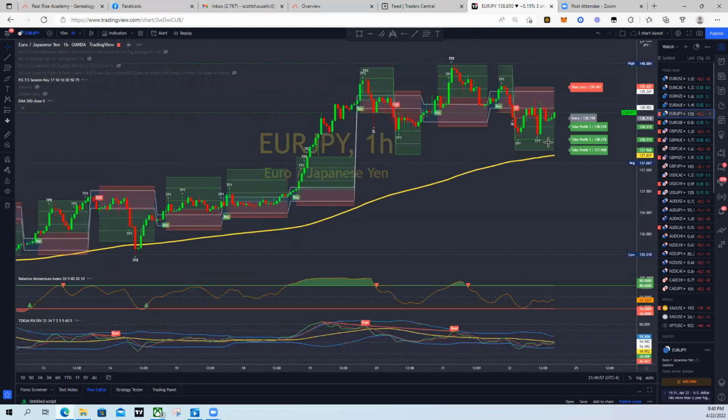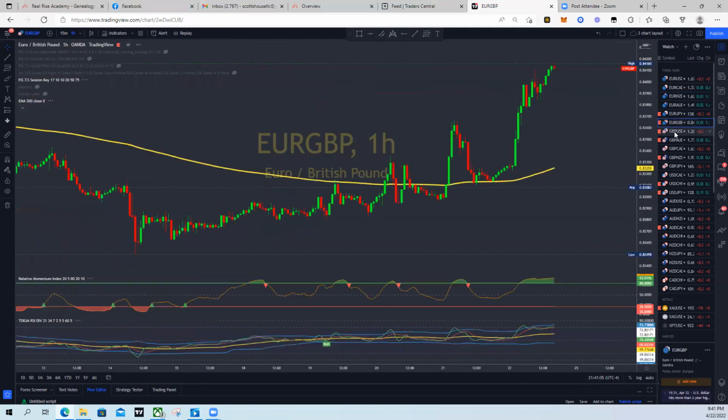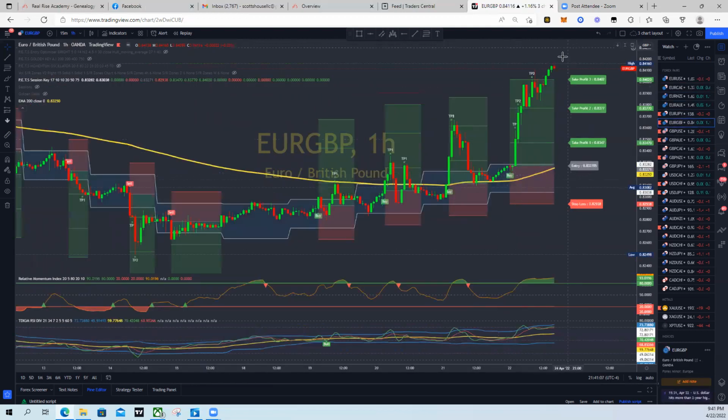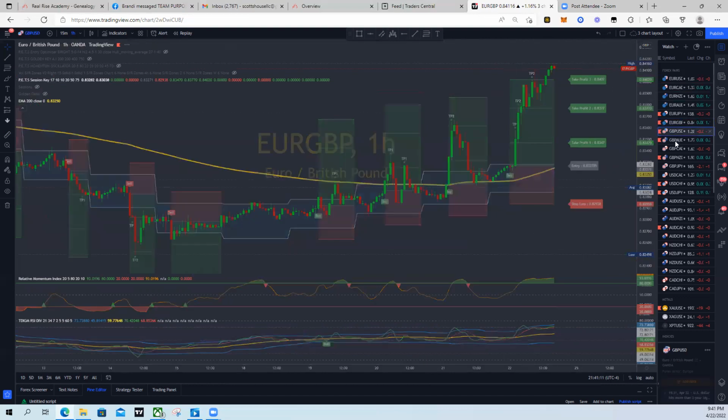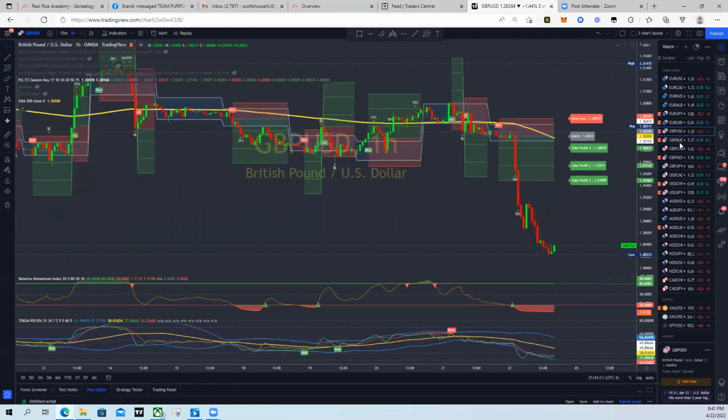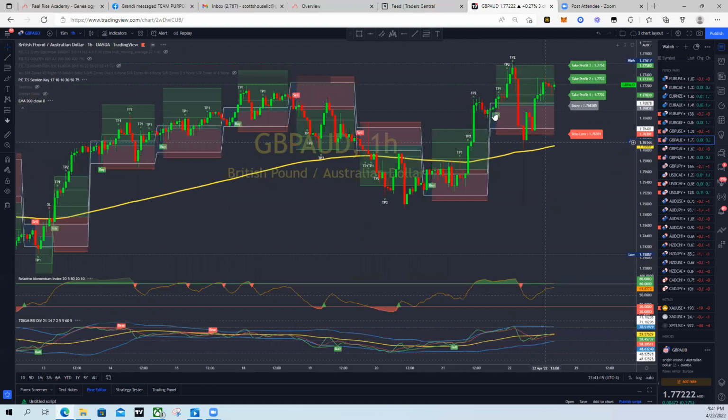Euro JPY, sell, take profit 1, buy, take profit 1, buy, take profit 2, sell, take profit 1. This tool is very, very accurate. Euro GBP, buy, straight. Lord have mercy, on a Friday, straight to profit. Just skim through so you can see. Look at this sell, straight to profit, GBP AUD. Look at this.